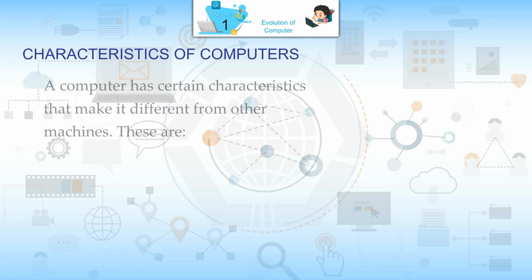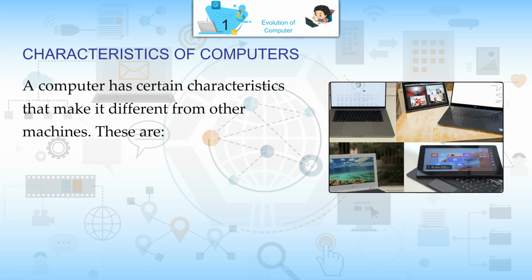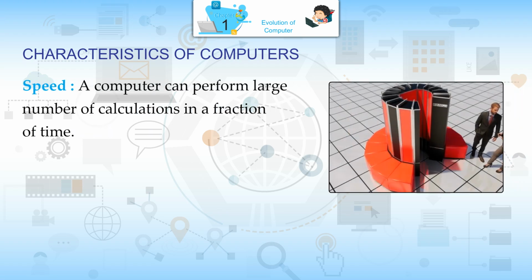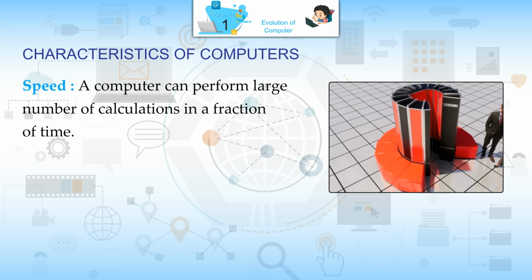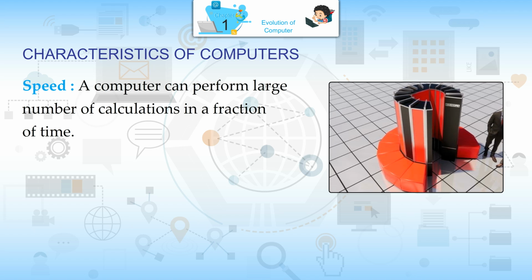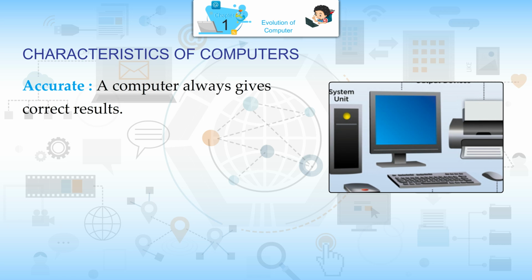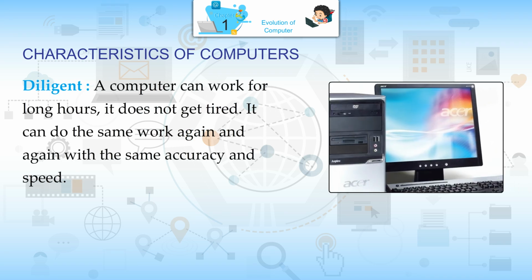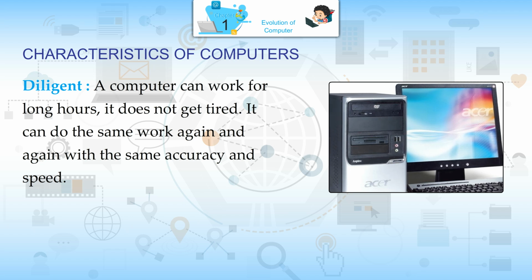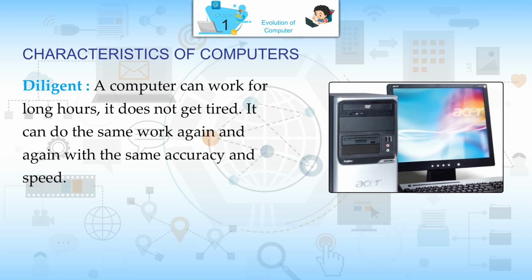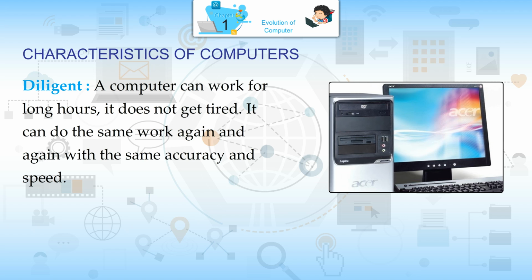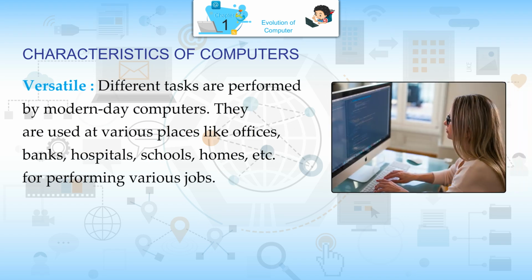Characteristics of computers. A computer has certain characteristics that make it different from other machines. These are speed: a computer can perform a large number of calculations in a fraction of a time. Accurate: a computer always gives correct results. Diligent: a computer can work for long hours. It does not get tired. It can do the same work again and again with the same accuracy and speed.